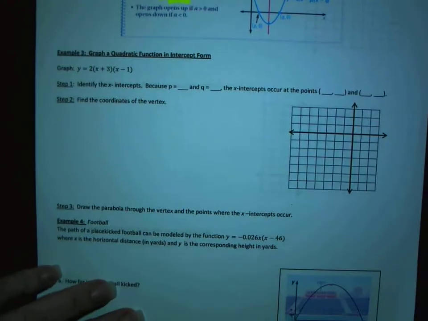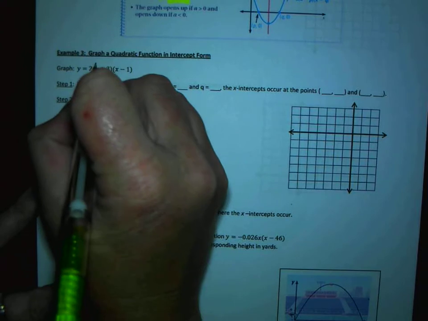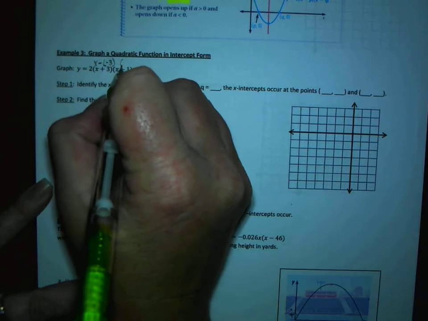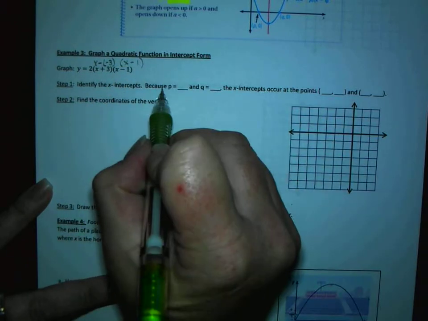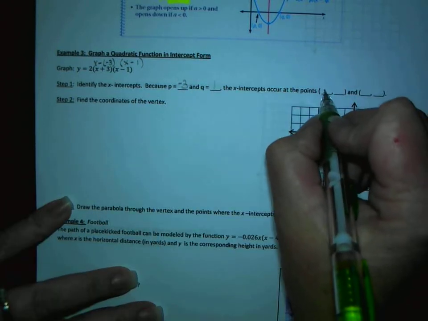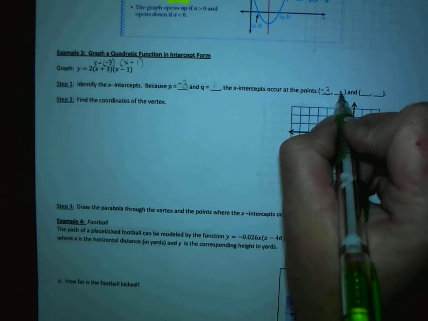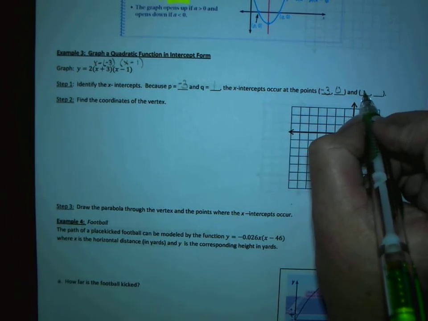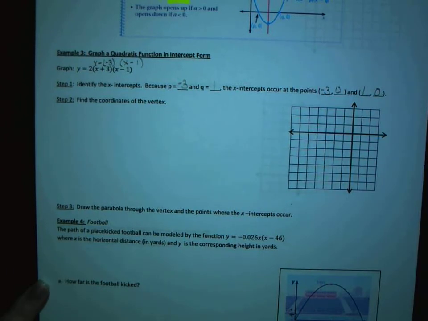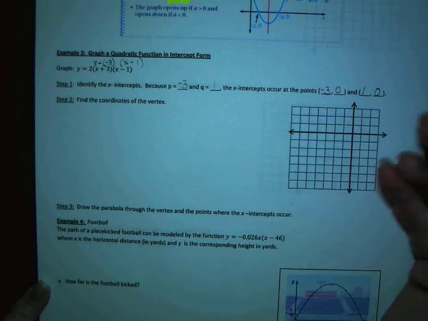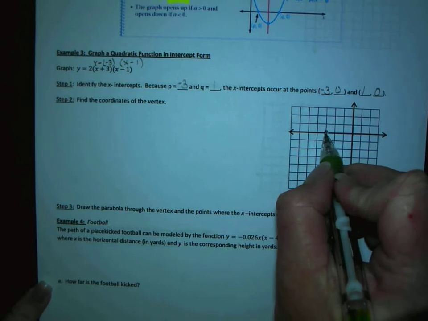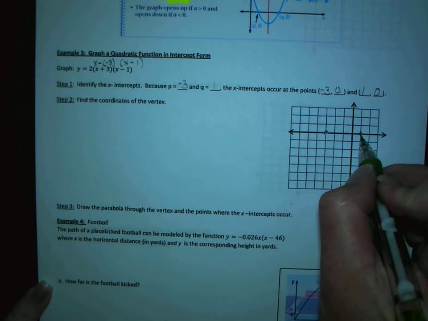All right, now let's take that information and apply it. Identify x-intercepts. Okay, remember, this is actually x minus -3 and x minus positive 1. So because p is -3 and q is 1, the x-intercepts are (-3, 0) and (1, 0). Okay, now find the coordinates of the vertex. So what we're going to do, just real quick, because of what you just found out here, you know that this graph is going to cross here and it's going to cross here because those are your x-intercepts.